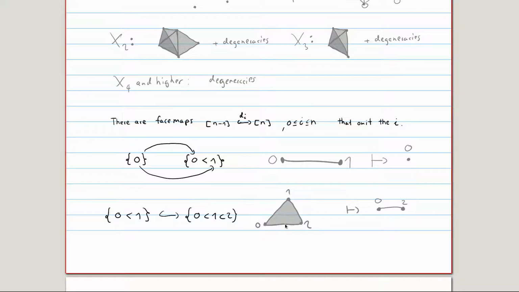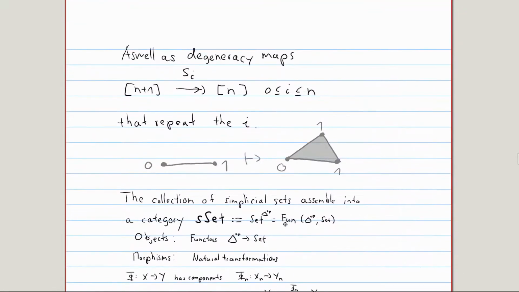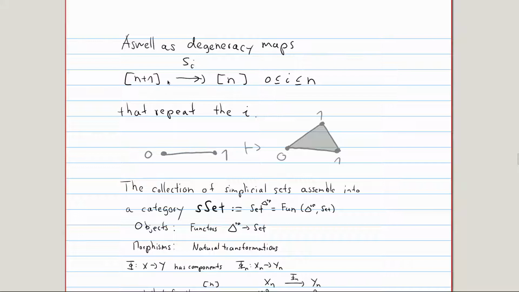There's another important class of morphisms in this category, which are called the degeneracy maps. So these are the surjective functions from n+1 to n. And so they are exactly the ones that repeat the number i. So for example, if we repeat the number 1, we get this triangle where two of the vertices are sort of on top of each other, and we don't really visually see this as being two-dimensional, even though it is. So the nice thing about these simplicial sets is that they form a category.